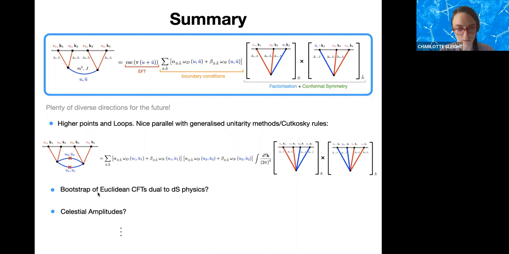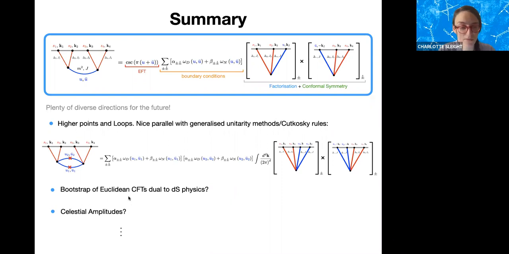A second point that I want to mention: I would be quite curious to understand if our results, or our framework, could be of use in the bootstrap of Euclidean CFTs, a tool for physics in de Sitter. In particular, de Sitter exchanges could play an analogous prominent role to their AdS counterparts, especially at the non-perturbative level. And this might be facilitated by the identity that we derive between exchanges in AdS and de Sitter.